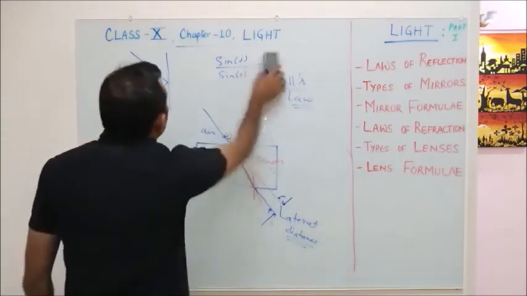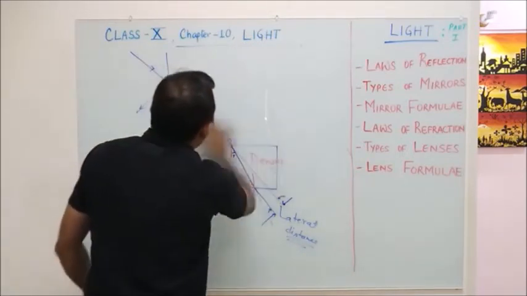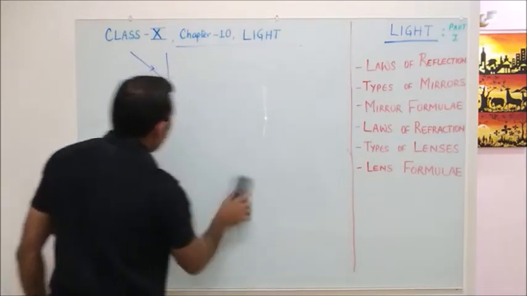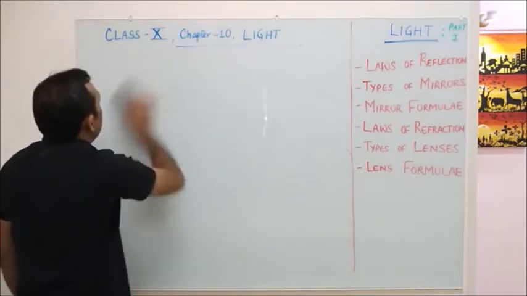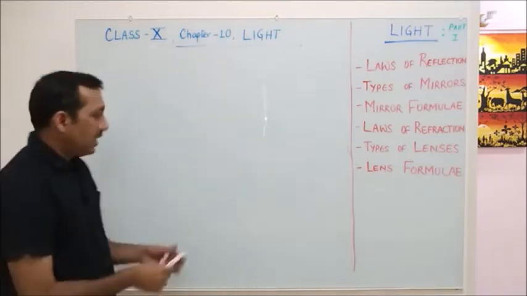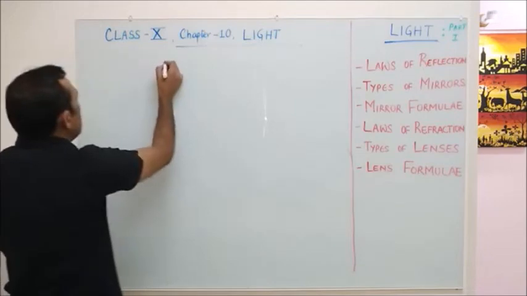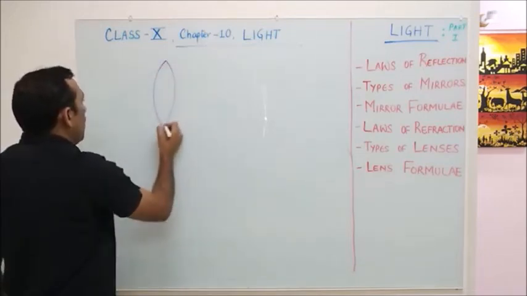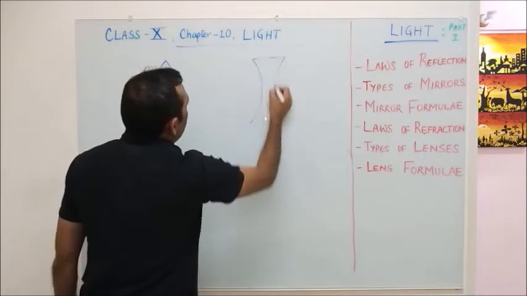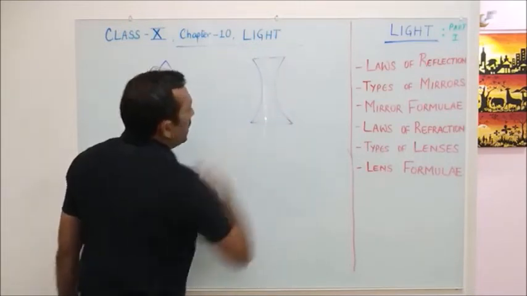Now, this concept of refraction is used in lenses. Again, lenses are of two types. A lens can be like this, or a lens can be like this.